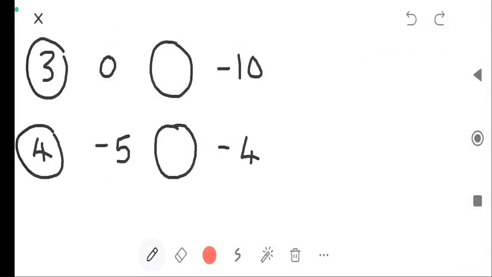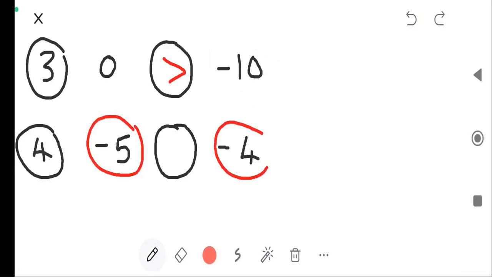We have 0 and minus 10. 0 is greater than all negative integers because 0 comes after all the negative integers on the number line. So we can say that 0 is greater than minus 10. Okay? Minus 5 is a negative integer. Minus 4 is a negative integer.